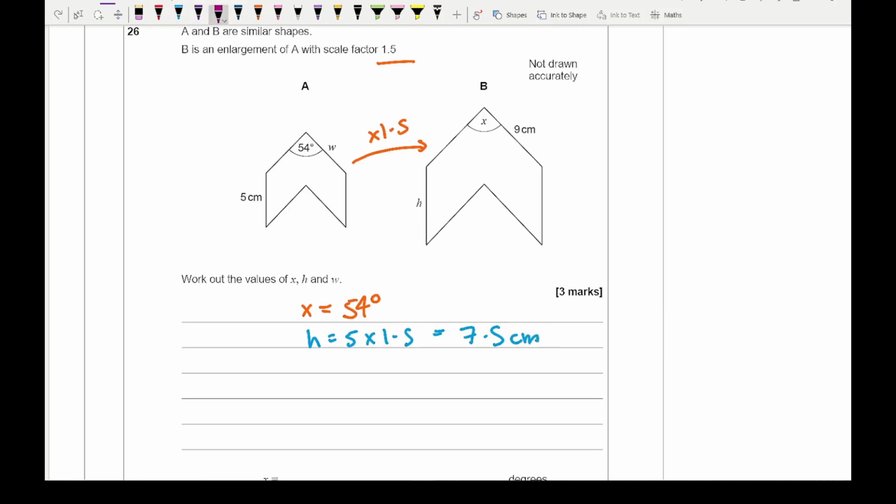Then to get to W, we're going in the opposite direction. So here, the opposite of multiplying by 1.5 is divide by 1.5. So here, W is going to equal 9 divided by 1.5, which gives me an answer of 6 centimeters.